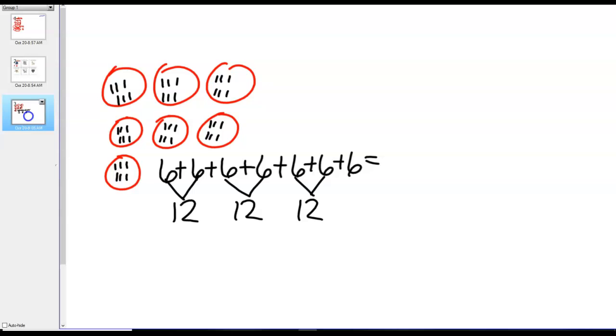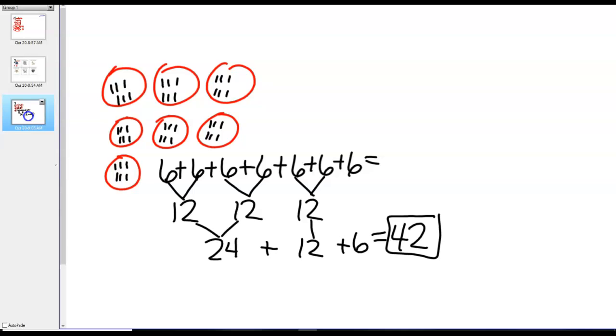Okay, so 12 plus 12 is 24. 24 plus this 12 would be 36. Plus one more 6 would be 42. Very good. So that is my, and what do we call this? Product.